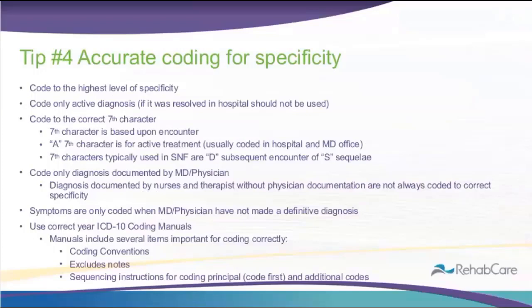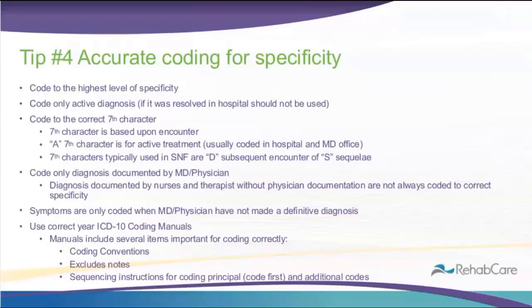Our fourth tip is accurate coding for specificity. We can't stress that enough. You need to code to the highest level of specificity. Code only active diagnoses. If it was resolved in the hospital, you shouldn't be coding it. Code to the correct 7th character. So that 7th character is based on the encounter.